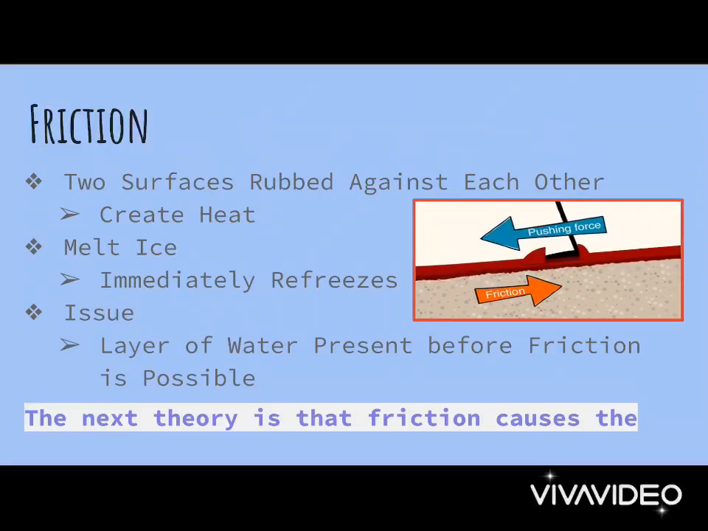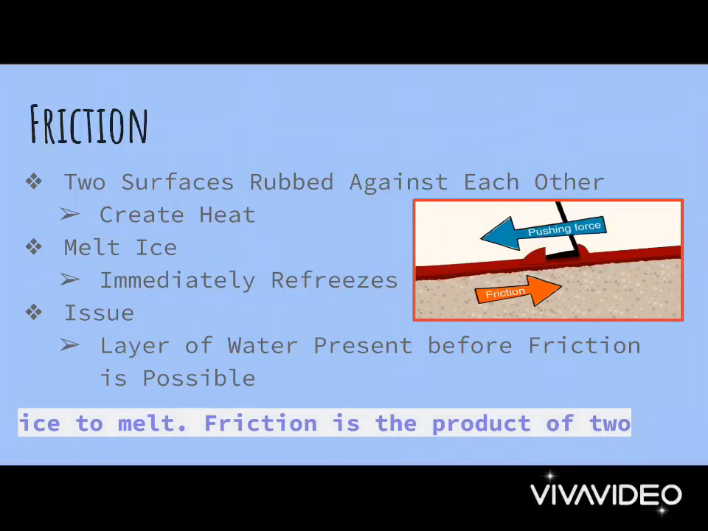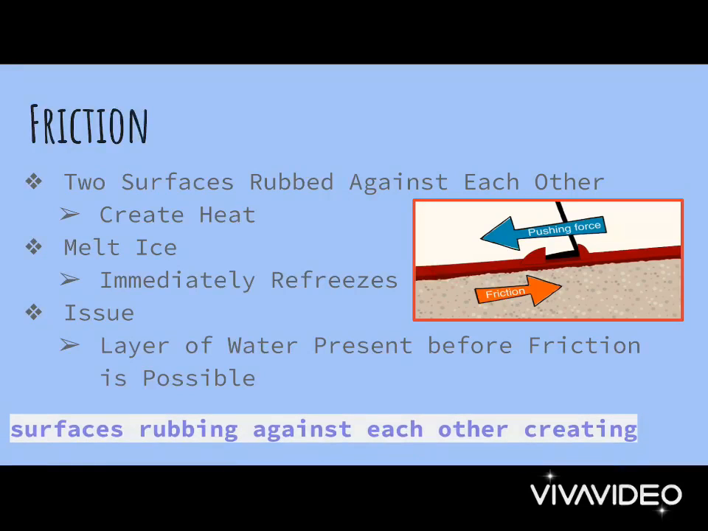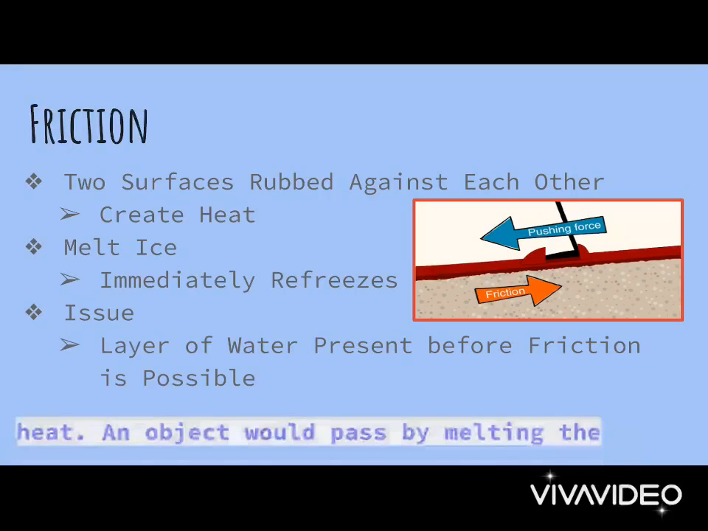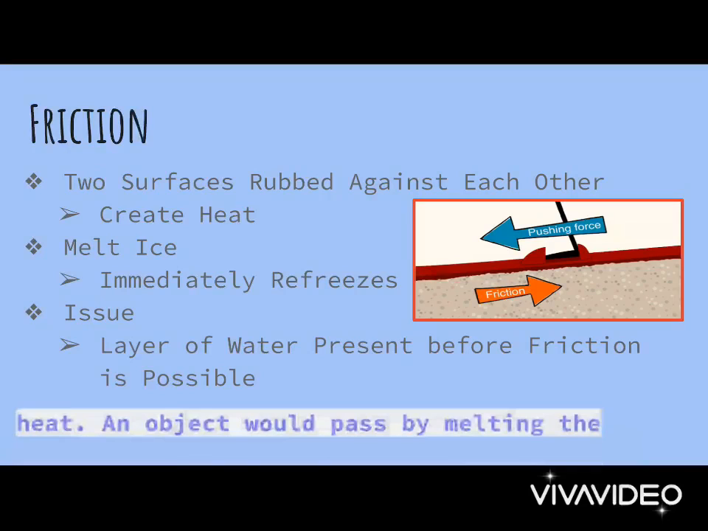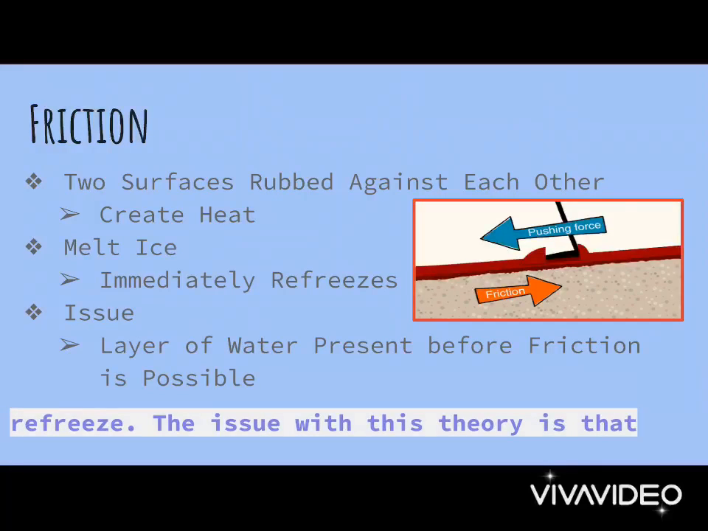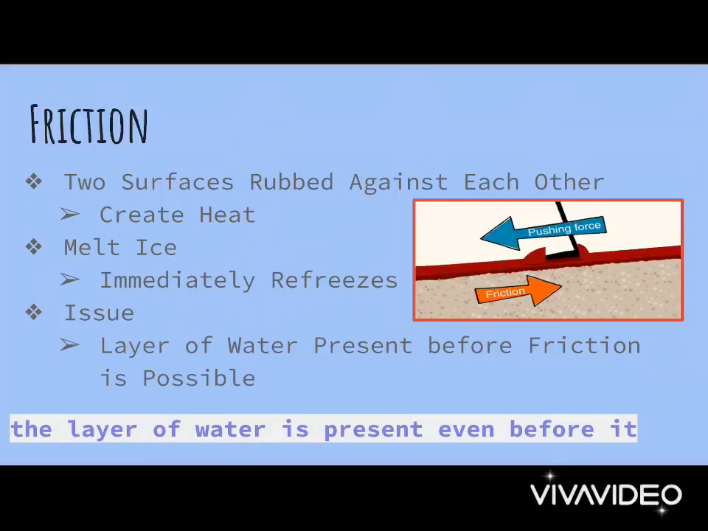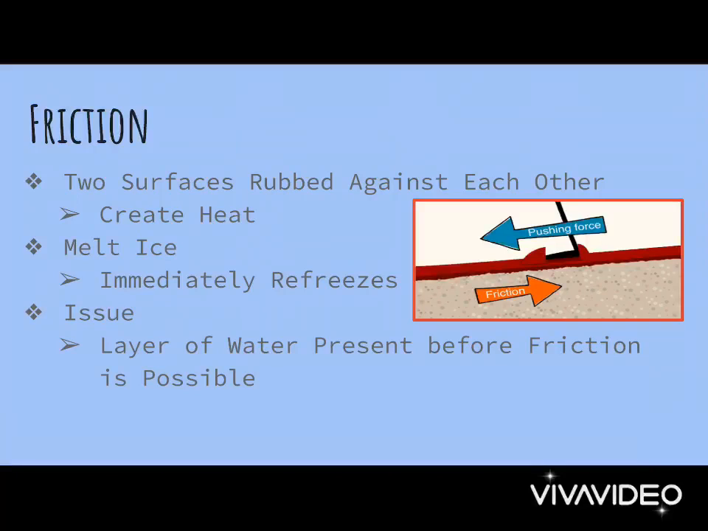The next theory is that friction causes the ice to melt. Friction is the product of 2 surfaces rubbing against each other, creating heat. An object would pass by, melting the top layer of the ice, and then the ice would refreeze. The issue with this theory is that the layer of water is present even before it has ever been touched.